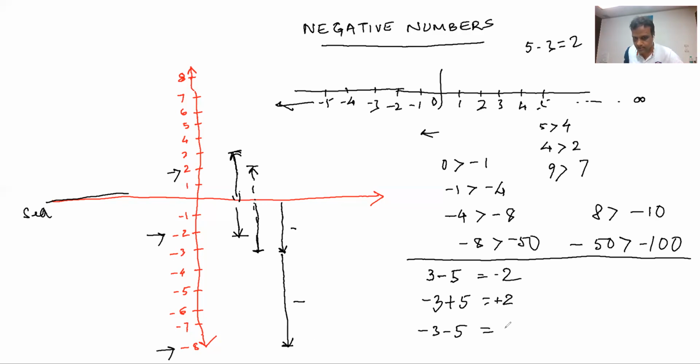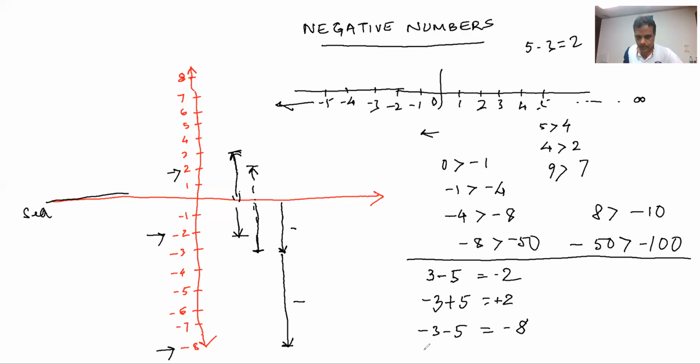So what is the answer? -8. Now, children are confused. -3, -5, sometimes they will say 2, sometimes they will say 8, sometimes they will say something else, but if you follow this rule, of going with the direction, then you will never make a mistake.